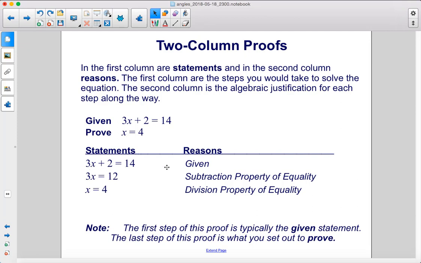So we start with the given, 3x plus 2 equals 14. Then we subtract 2 from both sides of the equation. Because of the subtraction property of equality, we are left with 3x equals 12. Then we divide both sides of the equation by 3 because of the division property of equality, and that leaves us with x equals 4, which is what we were trying to prove. Note, the first step of this proof is typically the given statement. The last step of this proof is what you set out to prove.